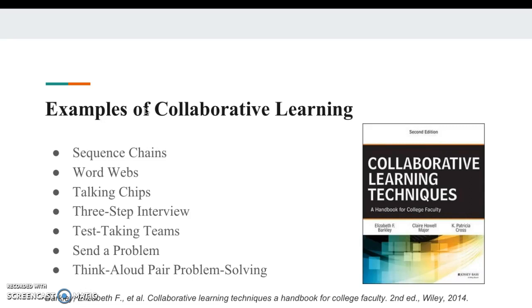So it's a method of getting everyone's participation. The fourth is called the three-step interview. In the three-step interview, students get into pairs and they take turns interviewing each other and then report what they've learned to another group. So ideally, you would have groups of 4. You'd have 2 different pairs.